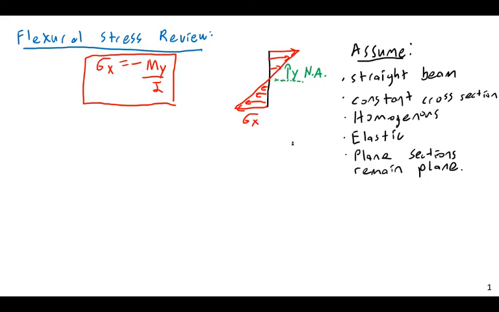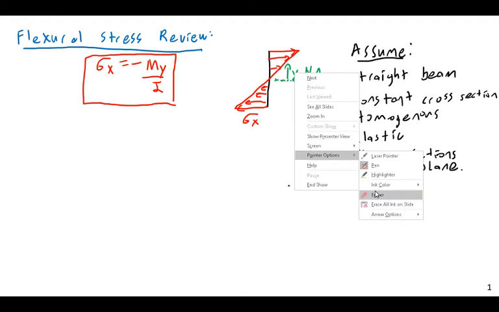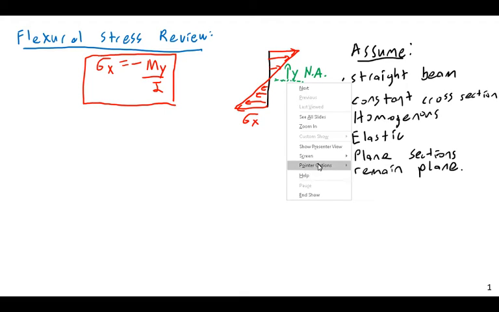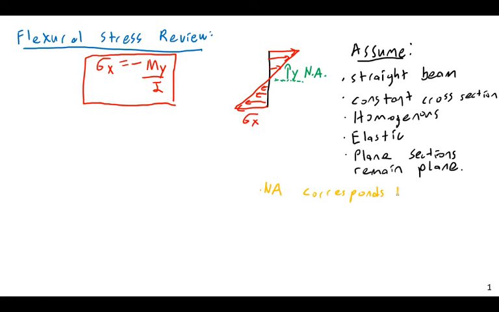Anyway, we're also assuming a few other things. Actually, not these. I wouldn't really call these assumptions. These are more just notes. So let me put those in a little different colors to make sure I'm not listing those as assumptions. So here, just a few notes. One, the neutral axis, NA, corresponds to the centroid if you have elastic bending.